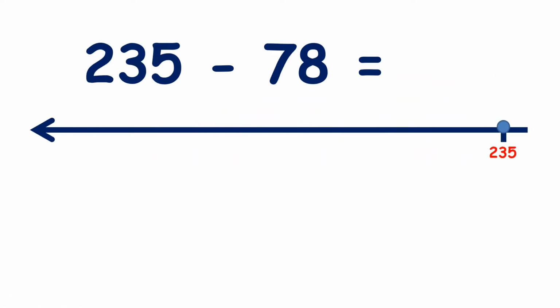Now we have 235 subtract 78. So we need to subtract 7 tens first of all. So let's count back 7 tens from 235.